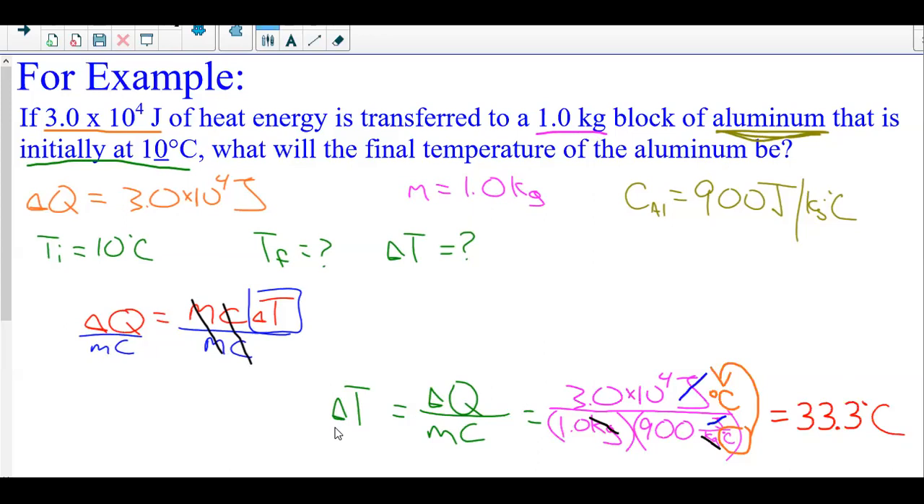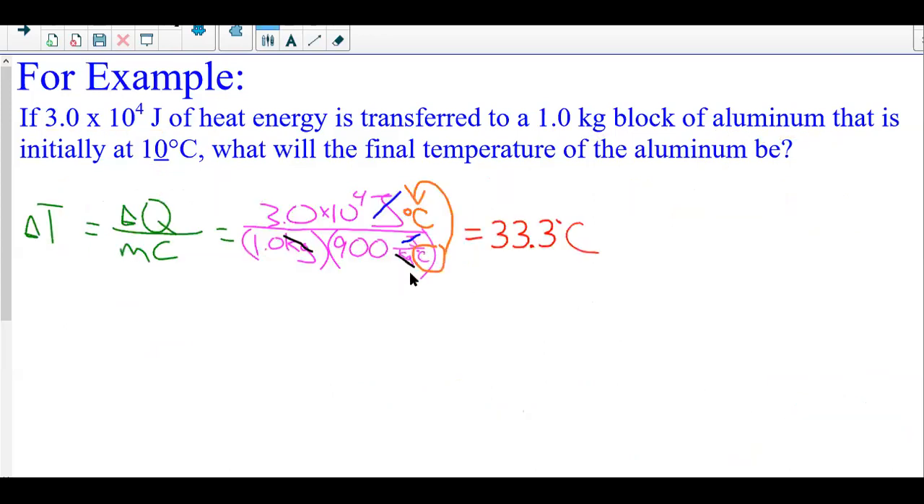So that's not exactly what we're looking for. We're looking for the final temperature. We just know how much it changed by. So because this heat energy was added, it would have gone up by 33.3. So I'll erase everything and just write that last step down. If I'm looking for my final temperature, I know how much it changed by.